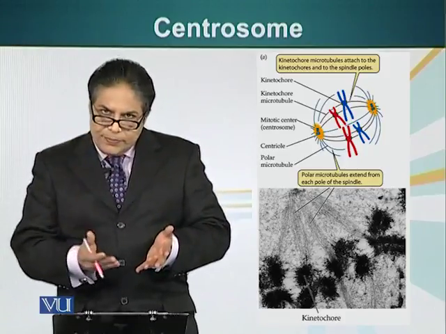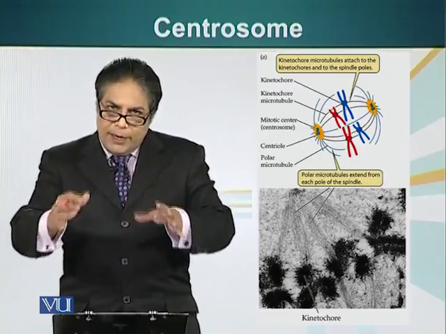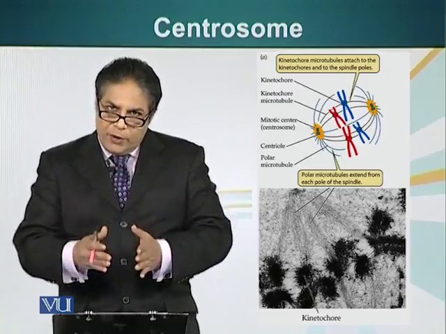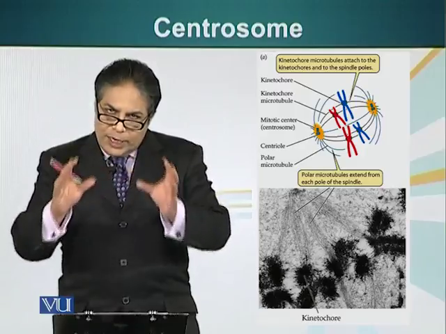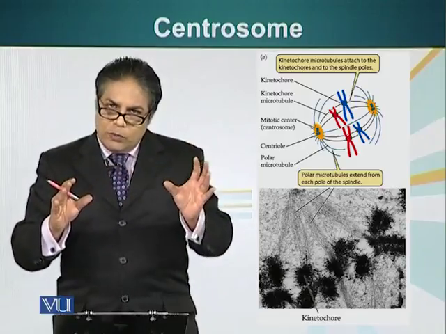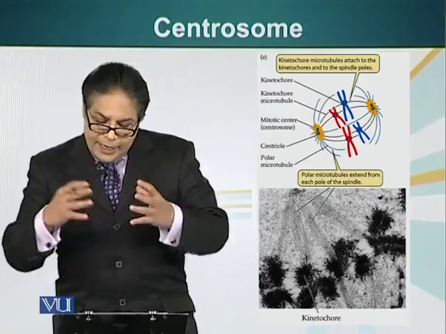In the next stage, a membrane is formed between these two sets of chromosomes and centrosomes, resulting in two different cells.